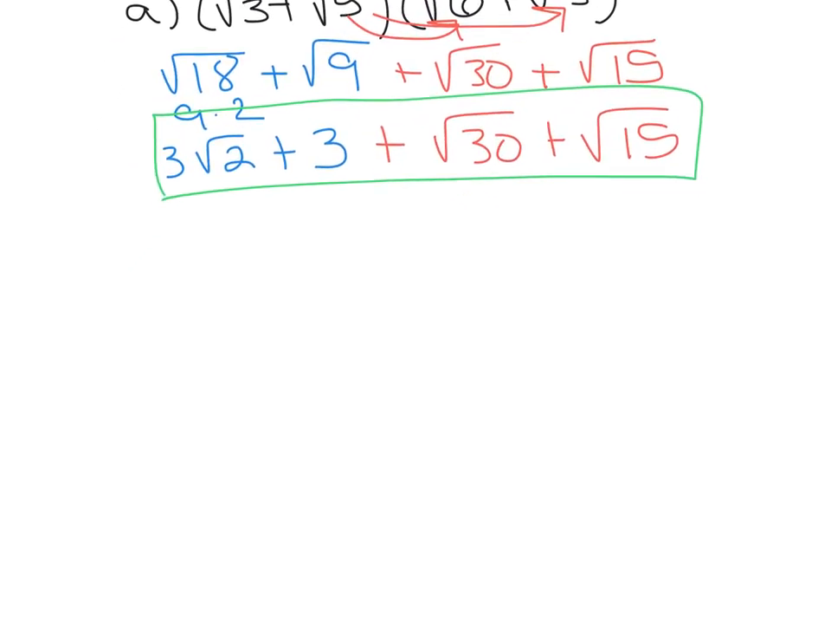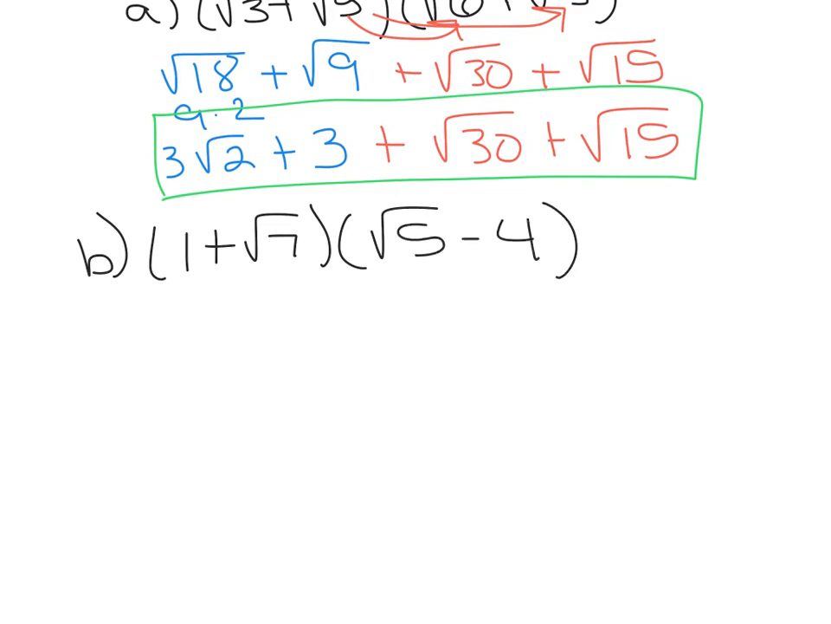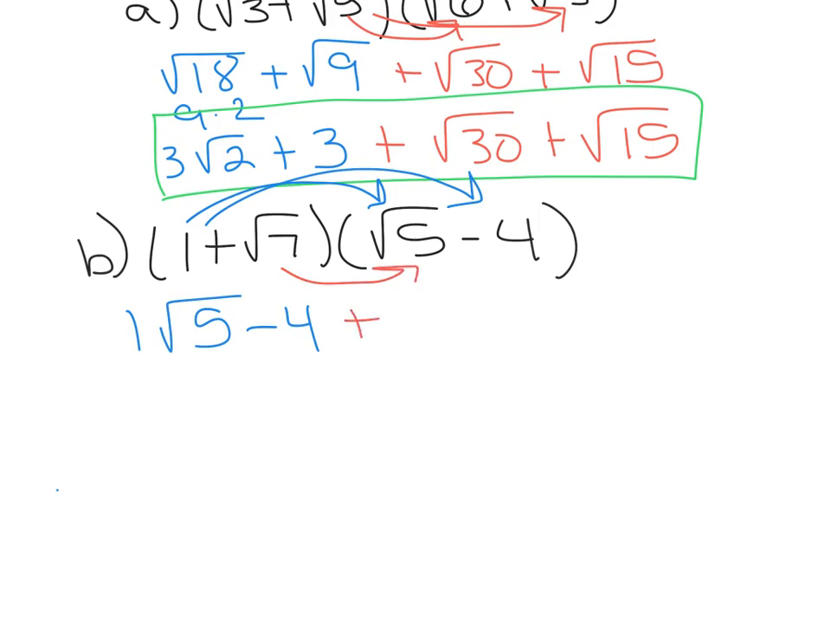For letter B, we have 1 plus the square root of 7 times the square root of 5 minus 4. And we're going to multiply here times here. Don't forget, this 1 is on the outside. It needs to stay on the outside. This square root of 5 is on the inside. So that's going to turn into 1 times the square root of 5. You don't really need the 1, but I'm going to write it just so that you guys can see it. Then 1 times negative 4 is, of course, negative 4. And then square root of 7 times the square root of 5. 7 times 5 is 35, and they're both underneath, so they multiply underneath.